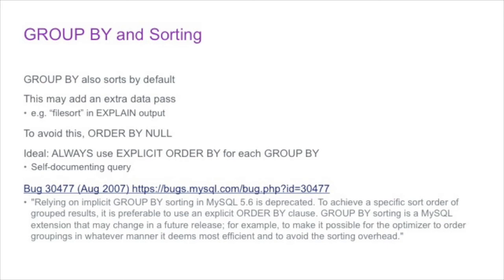So you might be like, why is it doing that? I don't want it ordered, I don't care if it's ordered by anything. You can actually avoid this by writing order by null. So it's actually pretty good practice whenever you're writing a group by to also write an order by.